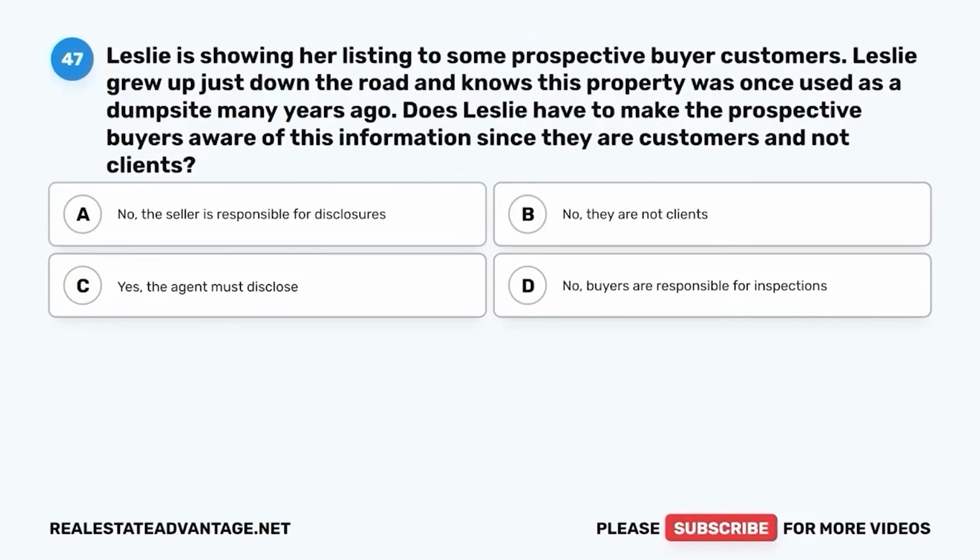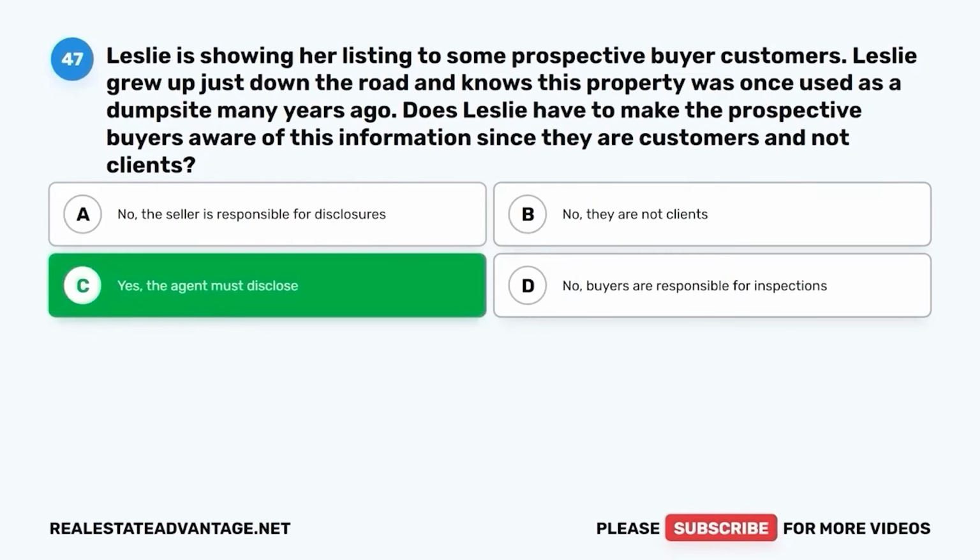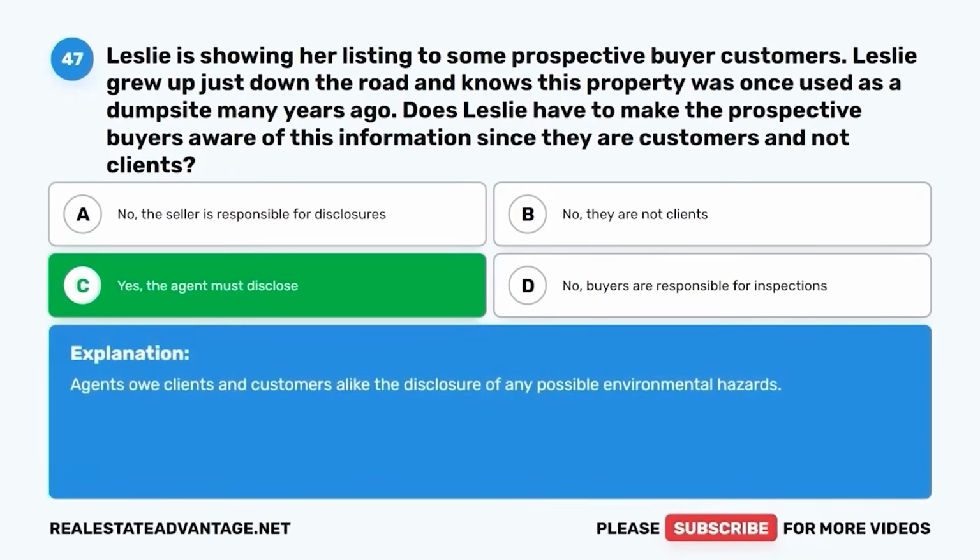Question 47. Leslie is showing her listing to some prospective buyer customers. Leslie grew up just down the road and knows this property was once used as a dump site many years ago. Does Leslie have to make the prospective buyers aware of this information since they are customers and not clients? A. No, the seller is responsible for disclosures. B. No, they are not clients. C. Yes, the agent must disclose. D. No, buyers are responsible for inspections. The correct answer is C, yes, the agent must disclose. Agents owe clients and customers alike the disclosure of any possible environmental hazards.